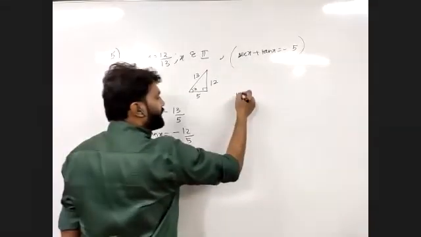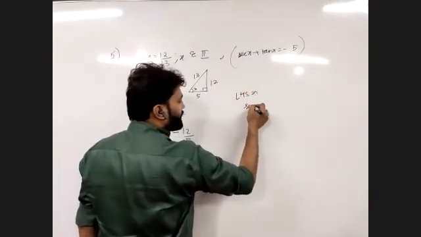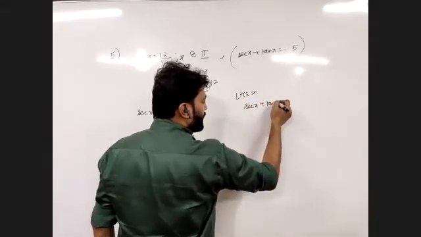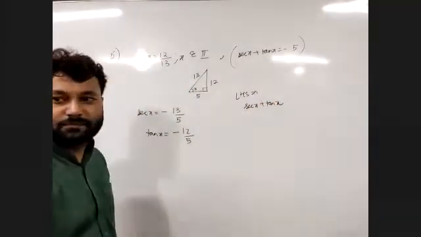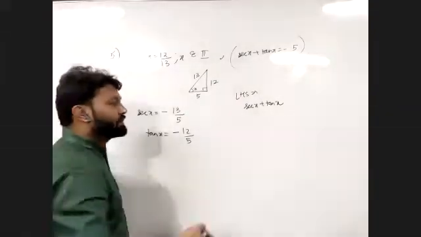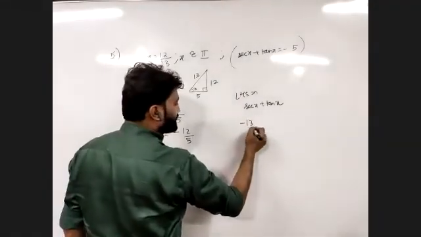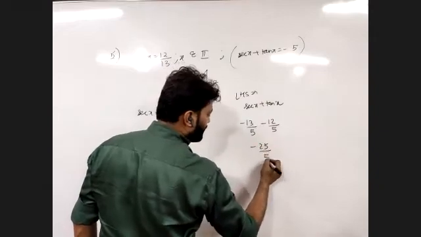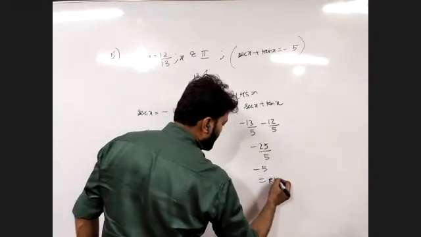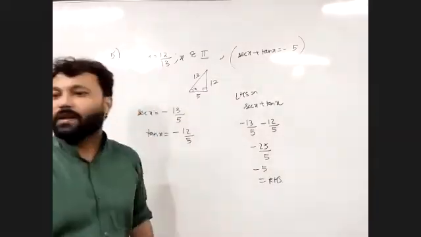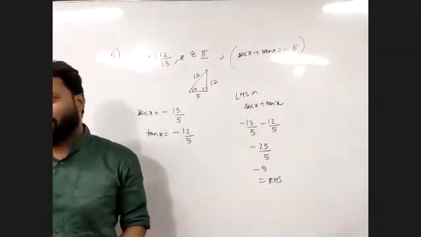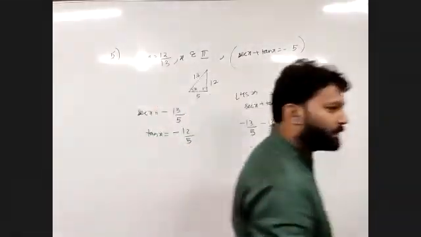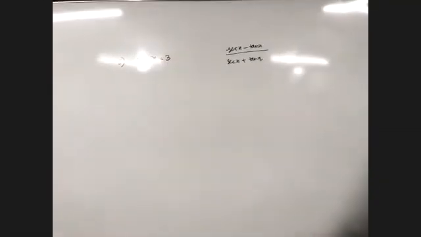Now starting with LHS, LHS is sec x plus tan x. Why are we not finding out other t ratios there? We need only these two. So in place of sec, minus 13 upon 5, minus 12 upon 5, that is minus 25 upon 5, minus 5, which is the same as RHS. Is it difficult? Followed? Exactly the same thing you need to do for each and every question.